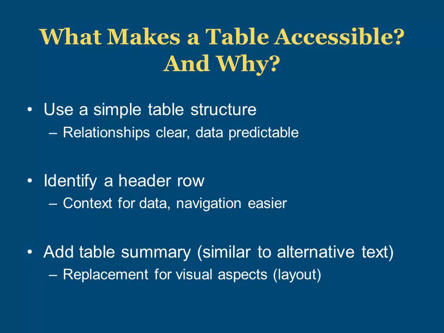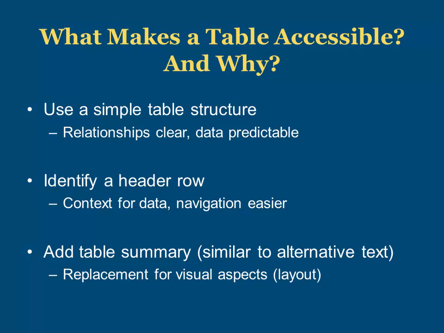There are three components to making an accessible table. The first component is the way the table is built. You must use a simple table structure, which means no merged or split cells, no blank rows or columns, and no tables nested in the cell of another table. Simple tables make it easier for screen readers to understand the relationship of data in columns and rows, so data can be read to learners in a predictable sequence. Simple tables are also easier for seeing learners to understand because the organization of data is clear.